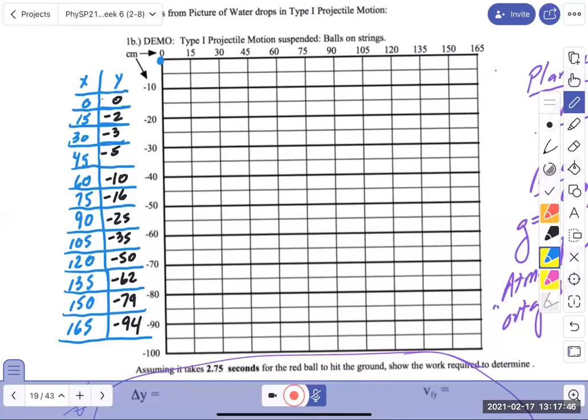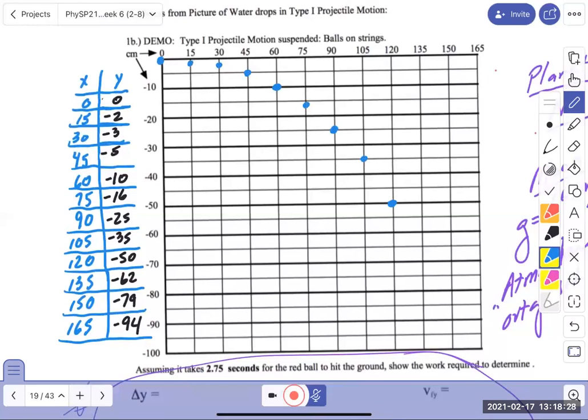All right, so the next one is -2. At 30 centimeters we've dropped -3, so practically nothing. It's type 1, it comes off horizontally. 45 centimeters is a drop of 5. 60 centimeters, 10. 75 is 16. 90 is -25. 105 is -35. 120 is -50. Now see, we're picking up steam in the y direction. We're not picking up any steam in the x direction, thus the parabola.